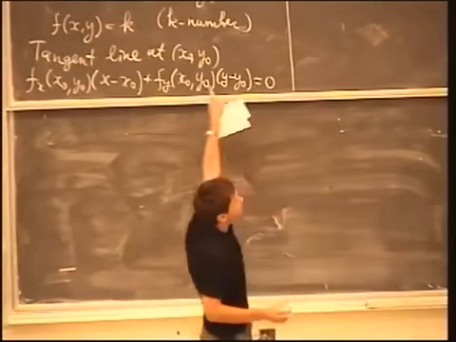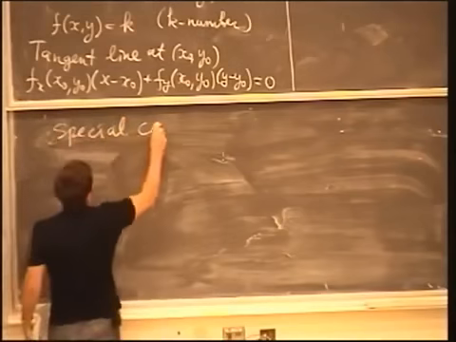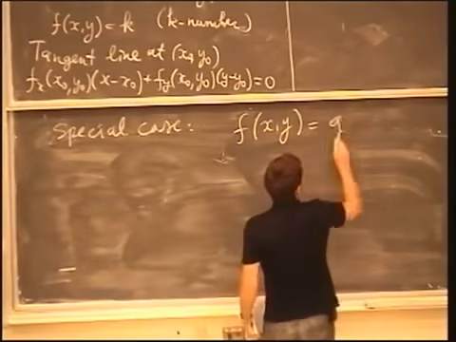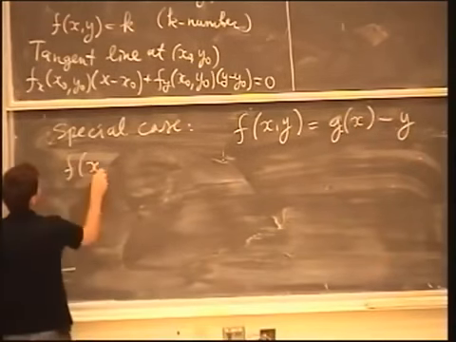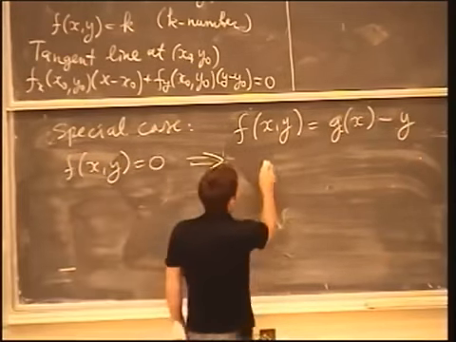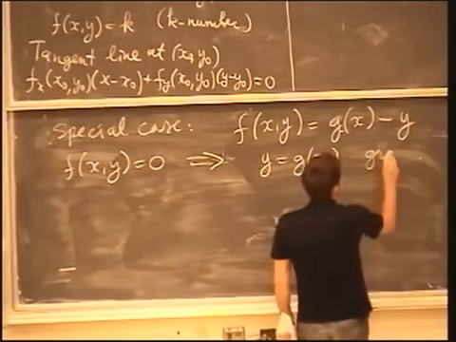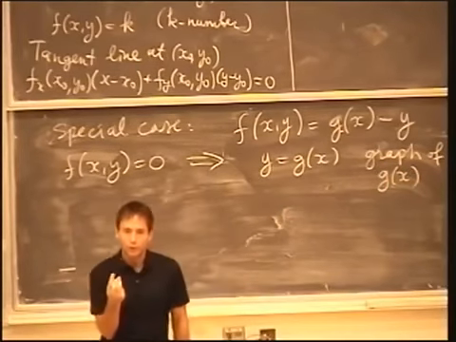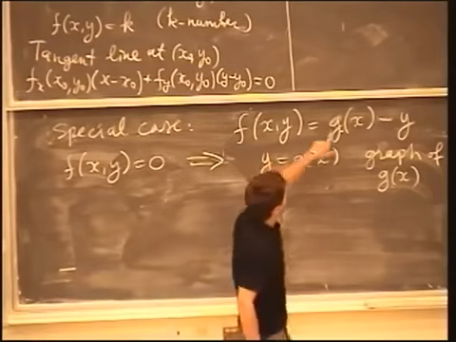I want to find a special case of this, which is analogous to how we found the special case of three variables, and that's the case when now our function in two variables is equal to another function in one variable minus y. Okay? In this case, the equation f of xy equals 0 means y equals g of x. Right? And this is a graph of the function g of x. So a level curve for a function of two variables can become the graph of a function in one variable when this function in two variables has a special form. Did you have a question?